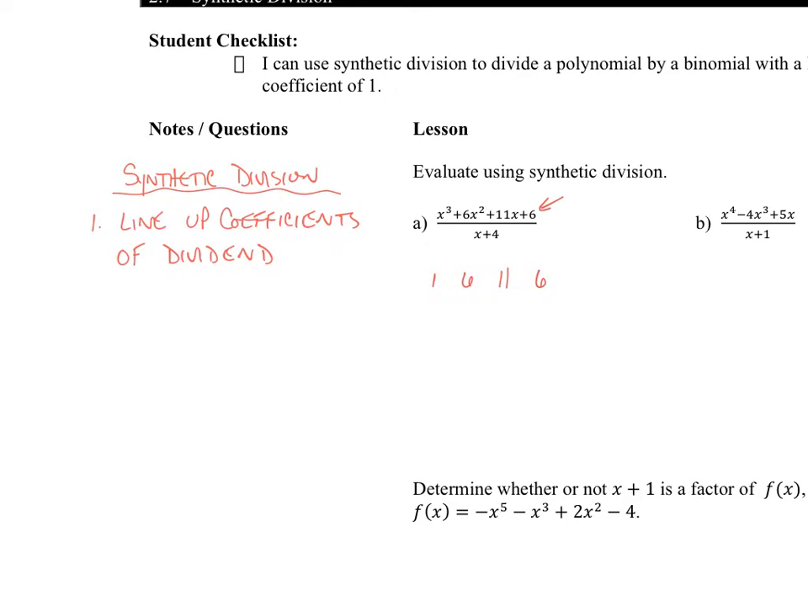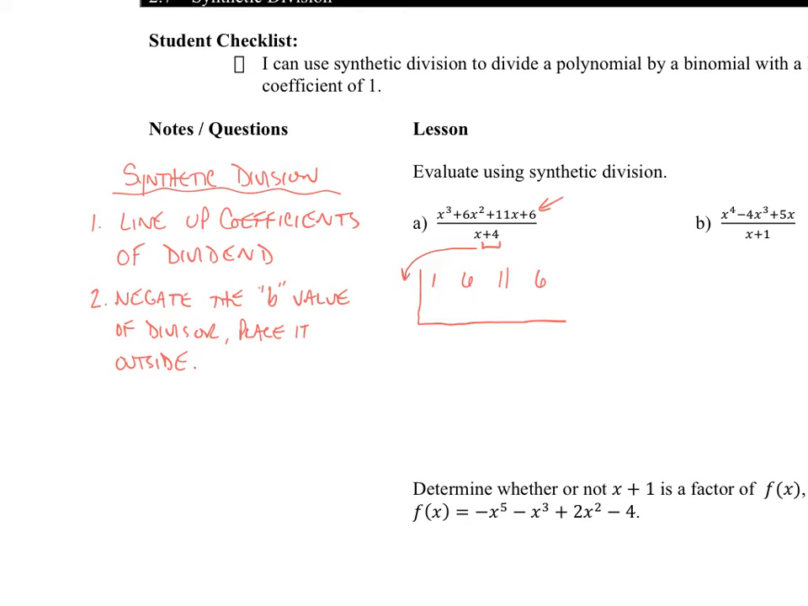All right, the next thing that we're going to do is make what kind of looks like a division bar, but it's upside down. Okay, so step 2 is we're going to negate the b value, which here would be our plus 4, and we're going to place it outside, so it's going to go right over here, -4.